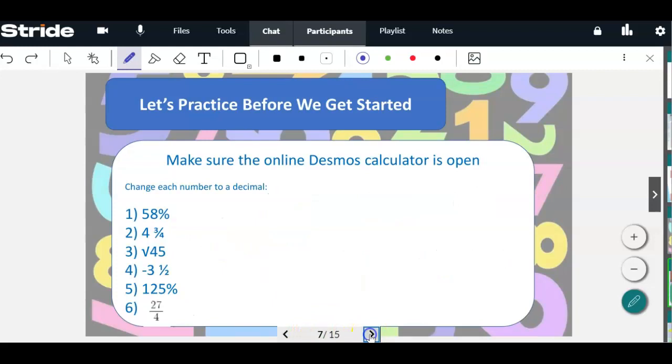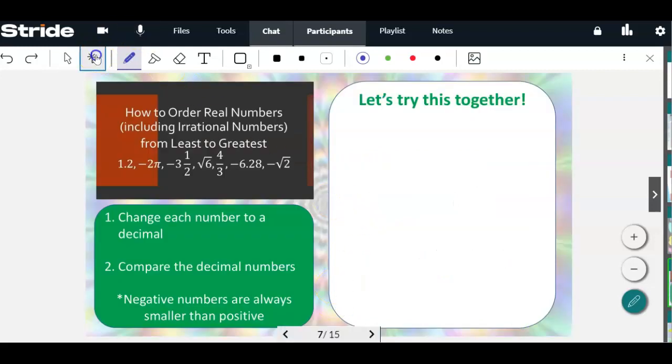Okay, moving on. So how to order real numbers. All of these are real numbers. Change each number to a decimal, okay? And then compare the decimal numbers. Negative numbers are always smaller than positives. And we're going to go least to greatest.